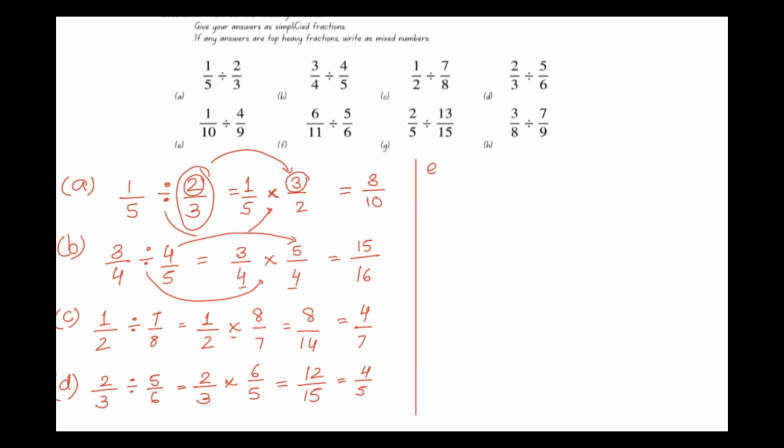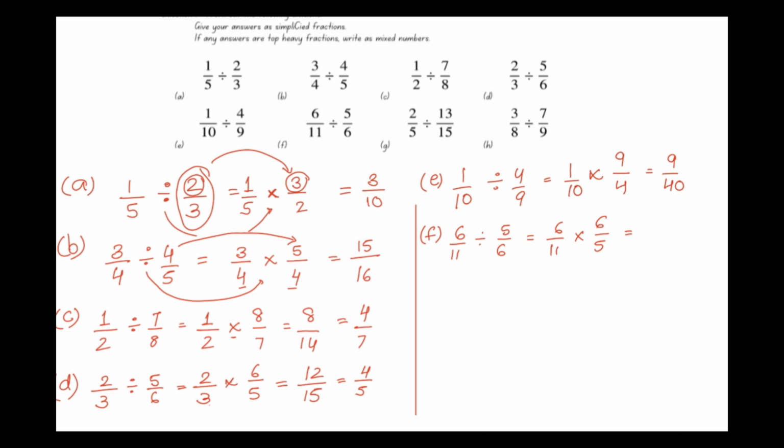Okay. Now moving on to the E question: 1 upon 10 divided by 4 upon 9. The first fraction we write as it is, changing the sign from division to multiplication, and then we reciprocal the second fraction. It won't be simplified, so we'll move on to the next question. 6 divided by 11. Now the first fraction is written as it is, changing the sign, reciprocating the second fraction, and we have 6 6s are 36 upon 55.